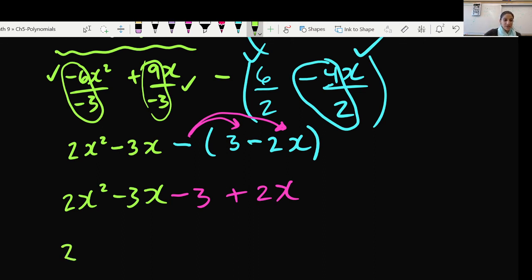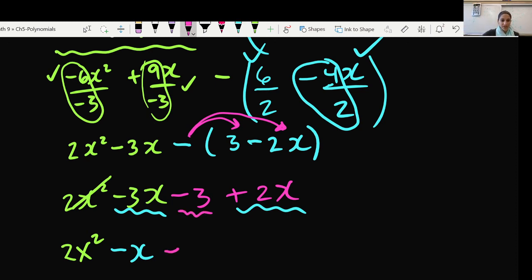So I still have 2x squared. That deals with this part. And then I have minus 3x plus 2x. Well, minus 3x plus 2x would leave us with minus x. Think of it on a number line. And then at the end we have this minus 3 with nothing else to combine it with. I double check to see, is it in descending order? Yes, it is. Is there anything else I can combine or put together? No, there isn't. So that would be my end result.